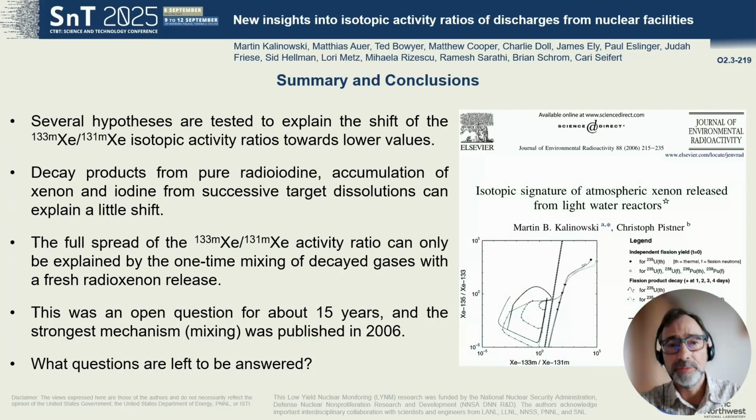And this was an open question actually for, I think, 15 years, and the strongest mechanism that can explain that, I showed, can explain this shift was already published in 2006, but it was just one out of several hypotheses, and now I walked them through one by one, and I think that the answer is now clear. What is the main reason for this shift across the separation line?